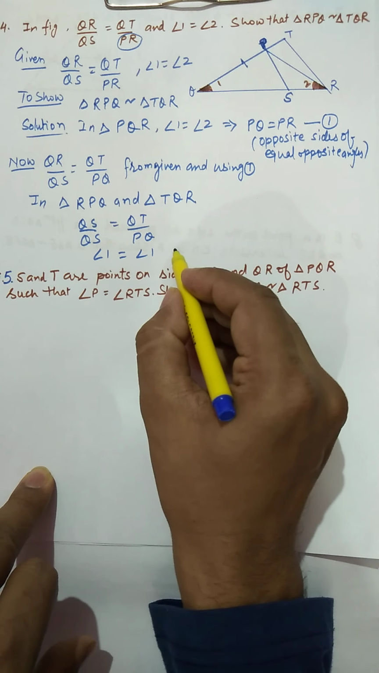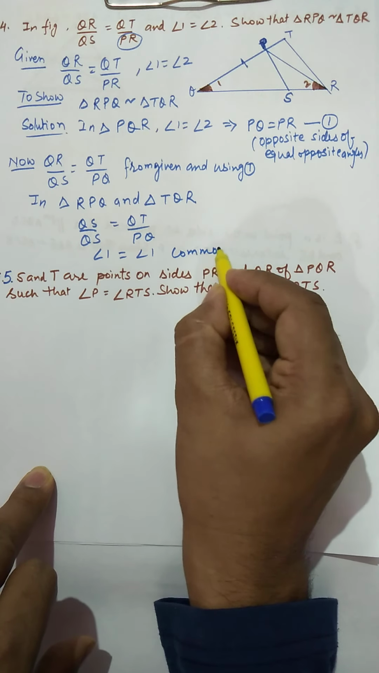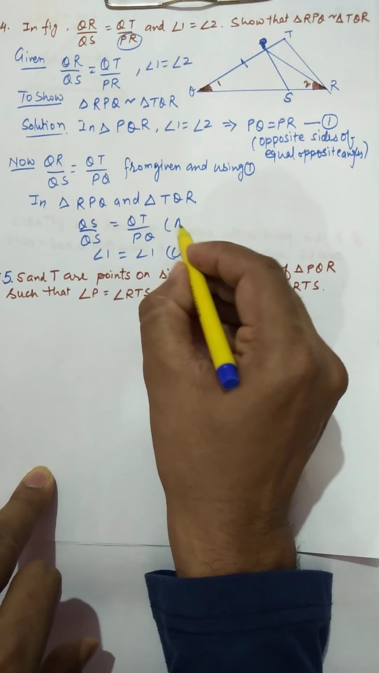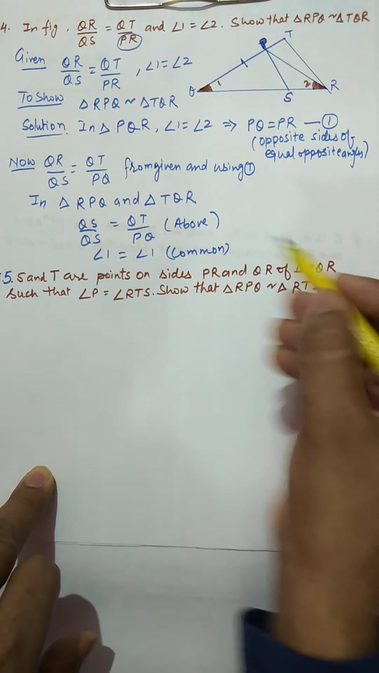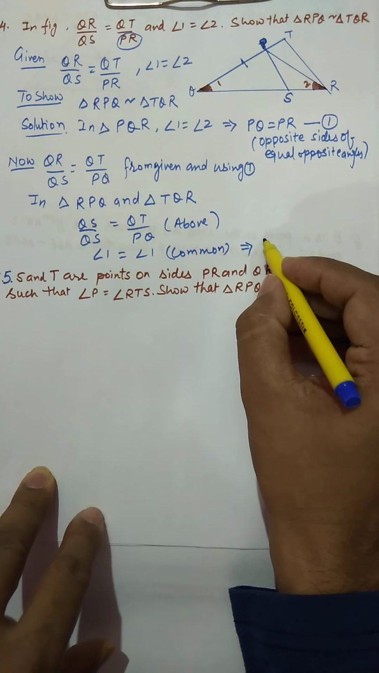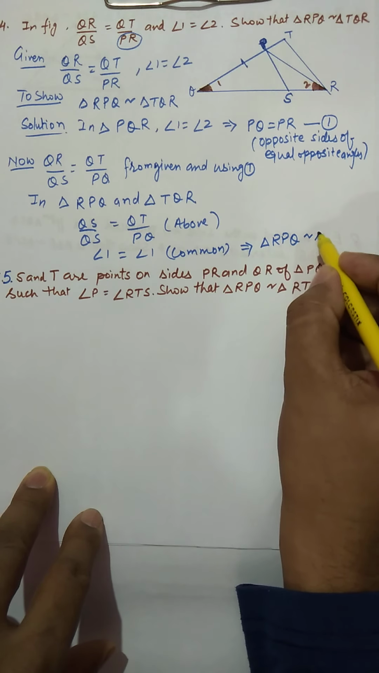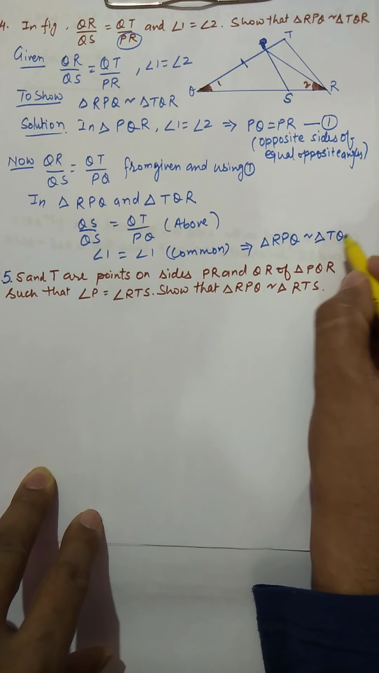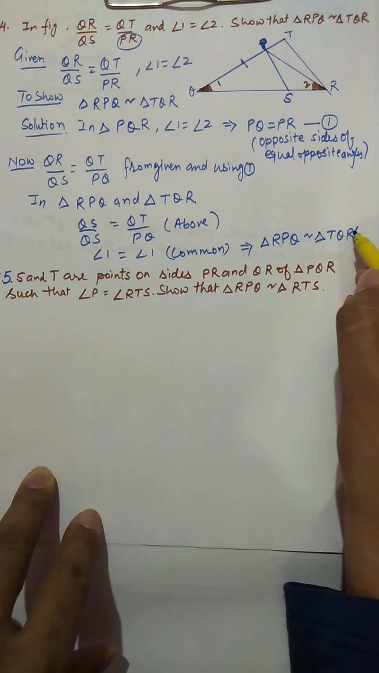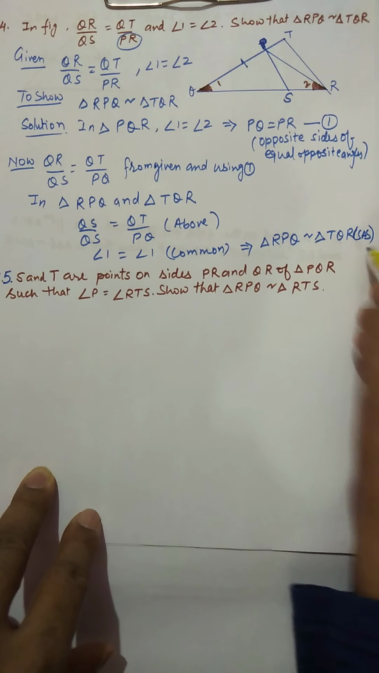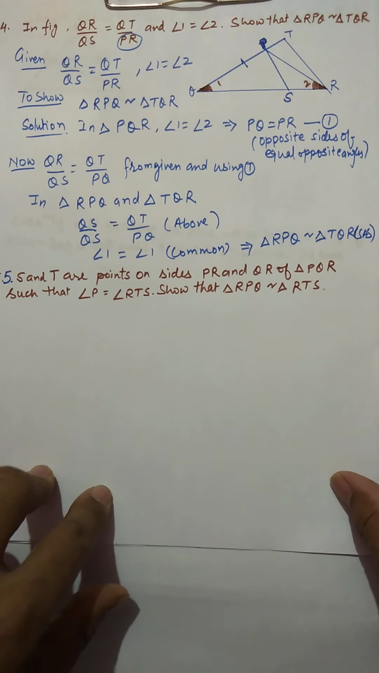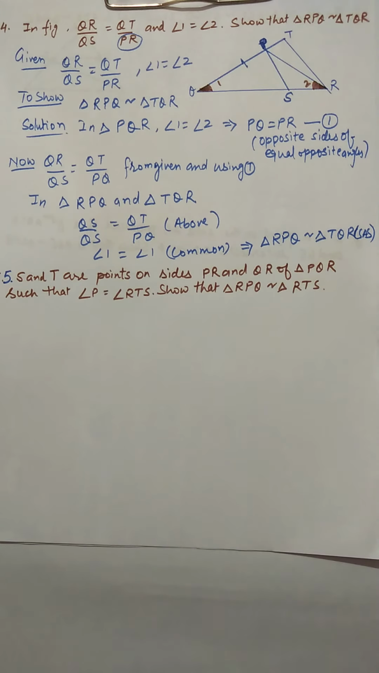equal to angle 1, this you write common, and this you write above. So you can write now that triangle RPQ similar triangle TQR by SAS criteria. So this way we have proved this result.